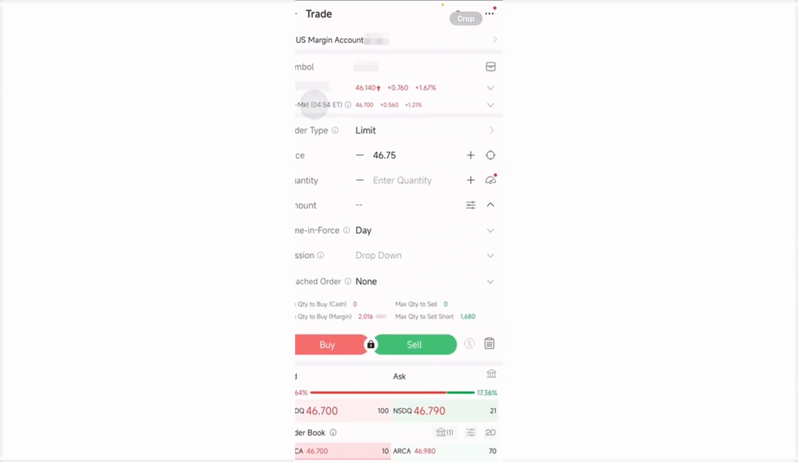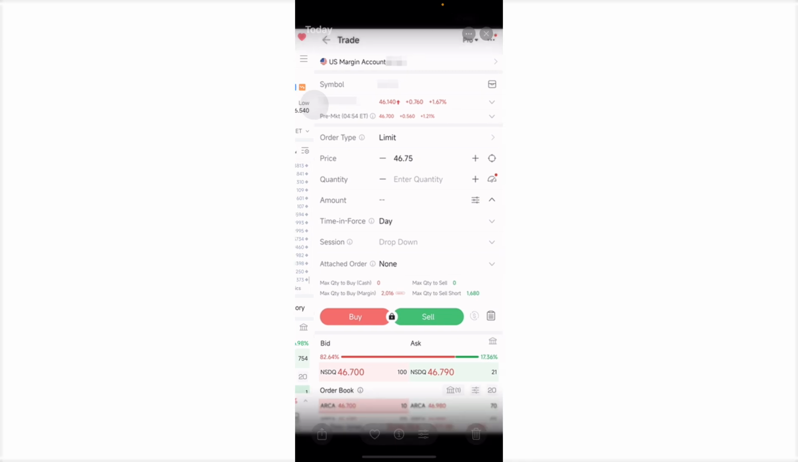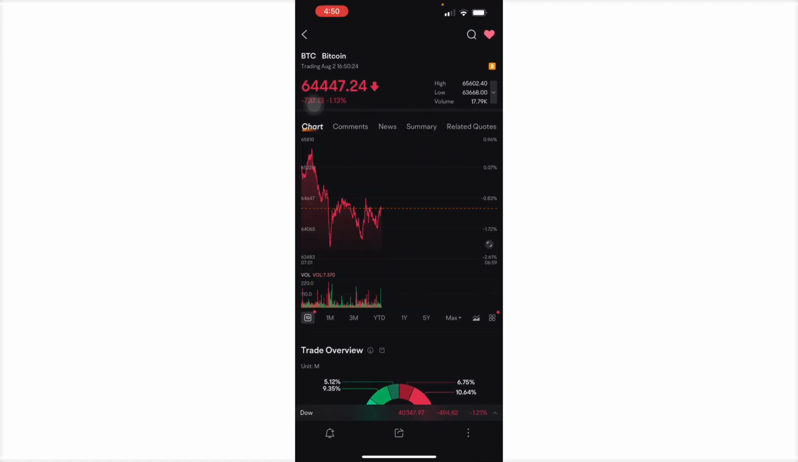From there, you will have to go to the trade part. So here's the trading part. Here you have your US margin account again. And then here you select the order type, whether you want to go for market, limit, or the others. You have your price, quantity, amount, and the time in force, session, and attach order. So you can do a buy and sell doing that. That is how you buy stocks here in the Moomoo app.